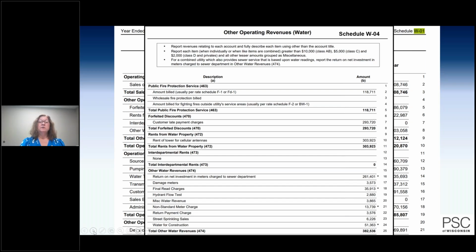So the water tower is a water utility asset. It's included in the plant and service schedules. The water utility customers support the expenses and capital costs for that water tower. Therefore, both the costs related to the water tower and any revenues related to the water tower are included in the regulated arena and used for utility purposes.